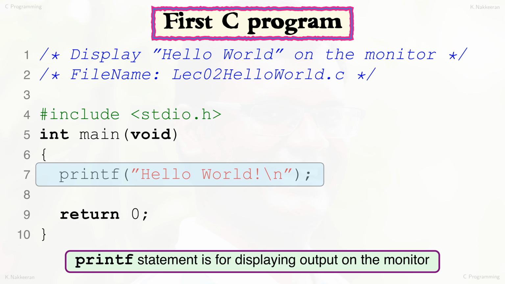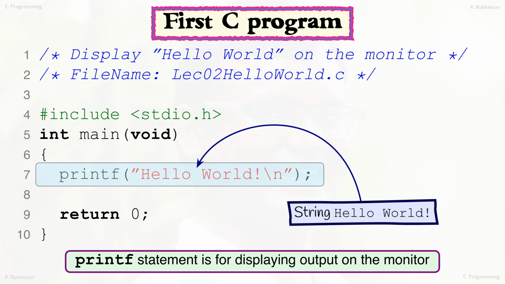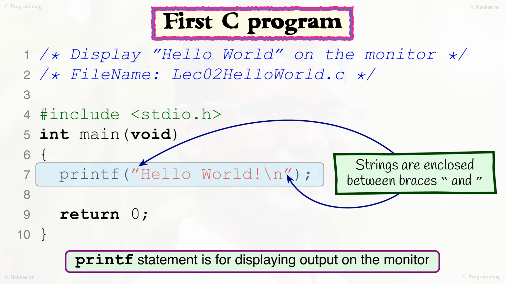Display on the monitor is the commonly used output device. The printf statement in line 7 is the formatted print statement that displays the output quantities on the monitor. In this C program, the output we would like to display is the string hello world. A string is an array of alphanumeric and special characters that are enclosed within double quotes. The printf statement takes the string hello world and displays it on the monitor.